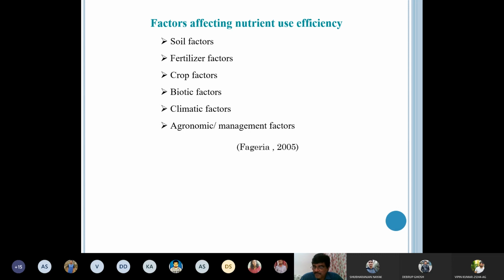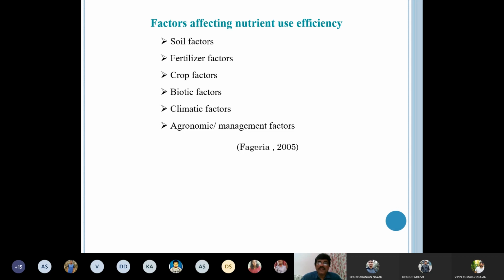So if we improve soil properties, if we are able to improve the conditions of the soil, biological conditions, physical conditions or chemical conditions of the soil, its nutrient supply capacity will increase. And the losses of nutrients from soil will decrease. So these are the things which are to be managed.